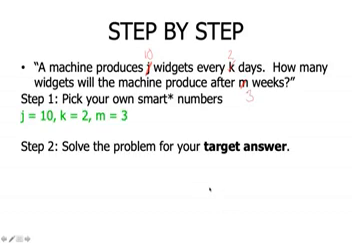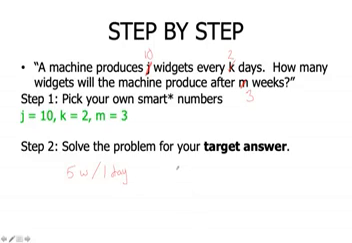Step 2 is to solve the problem so that you get a target answer. Well, I'm just going to solve this problem as if these numbers were in it. So the machine produces 10 widgets every 2 days. I might do some mental math and say, okay, well, that's 5 widgets per day. Per 1 day.